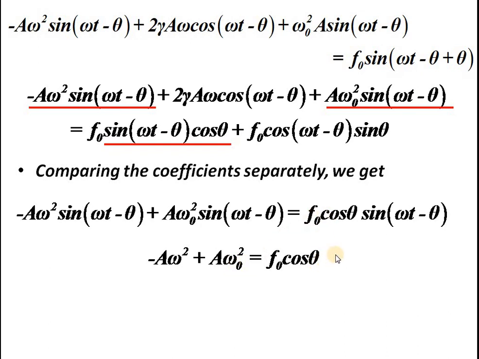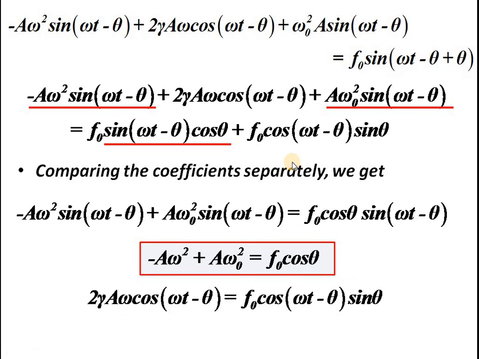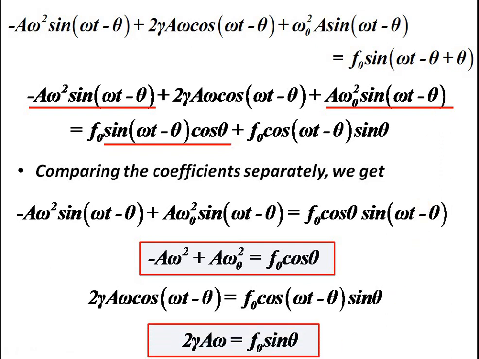Okay, so some brief comparative relation. Similarly, we can compare the cosine part also. We have a cos(omega t minus theta) here and here. On comparing these terms, we can cancel the cos factor, so we get 2 gamma a omega is equal to f0 sin theta. Okay, so some brief expressions. These boxed terms are very brief.